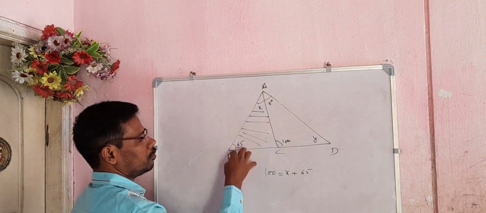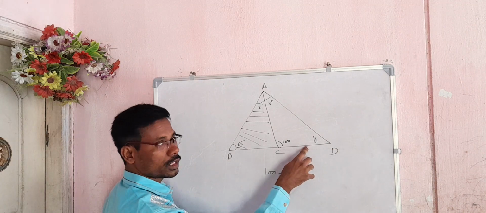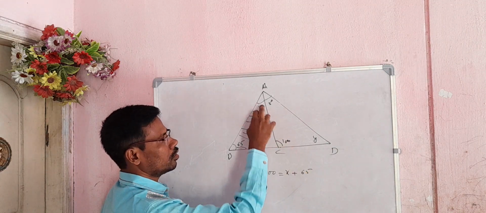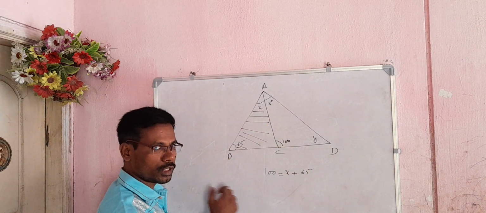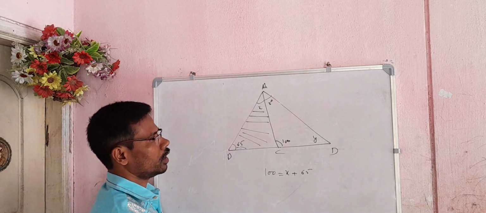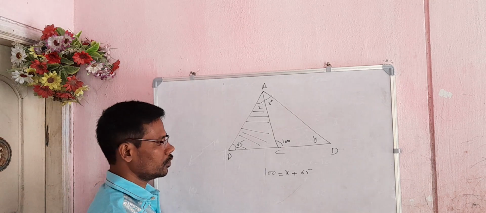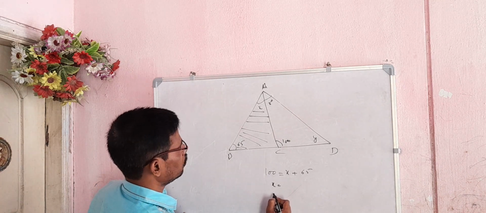Consider triangle ABC. In ABC, CD is extended. So this exterior angle is equal to this. Just now I told you, exterior angle of a triangle is equal to sum of two interior opposite angles. So x value is over. Now, what is the x value?